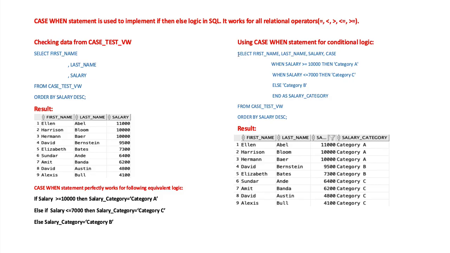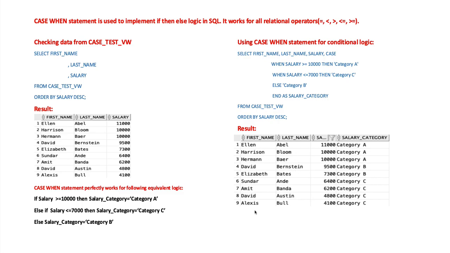I am selecting first name, last name, salary, then CASE WHEN salary greater than or equal to 10,000, then category A. WHEN salary less than or equal to 7,000, then category C, ELSE category B, and as salary category column name, from case test view, sorting data by salary descending order. When we run this code, it will display the result as shown below.